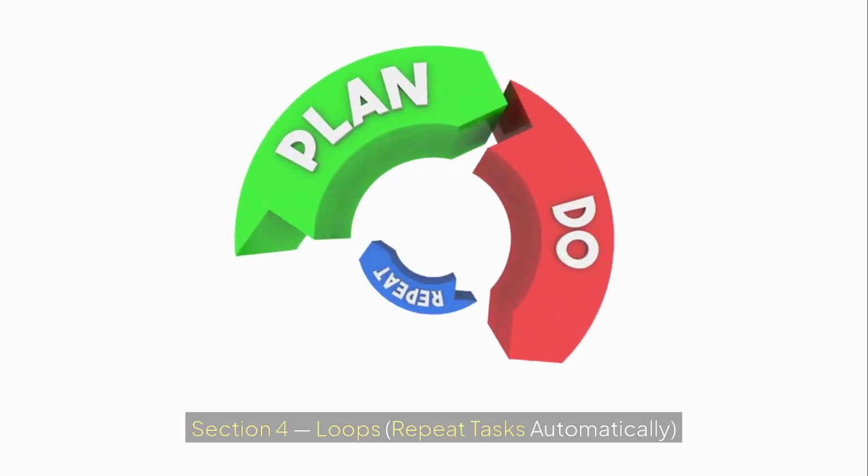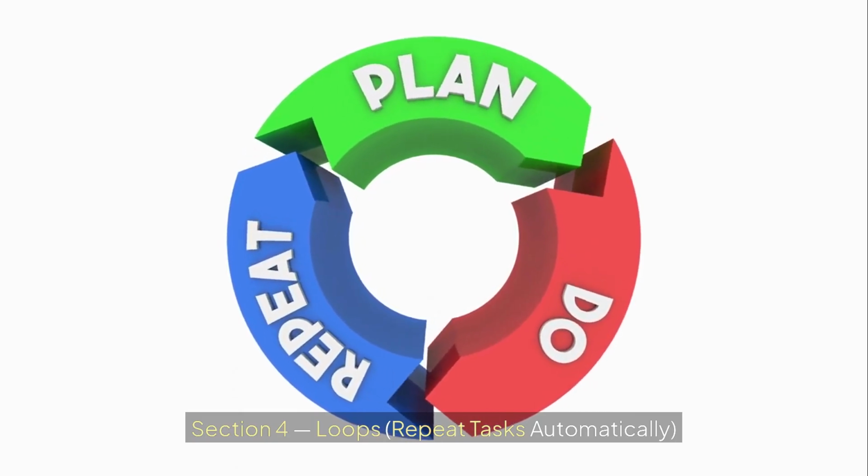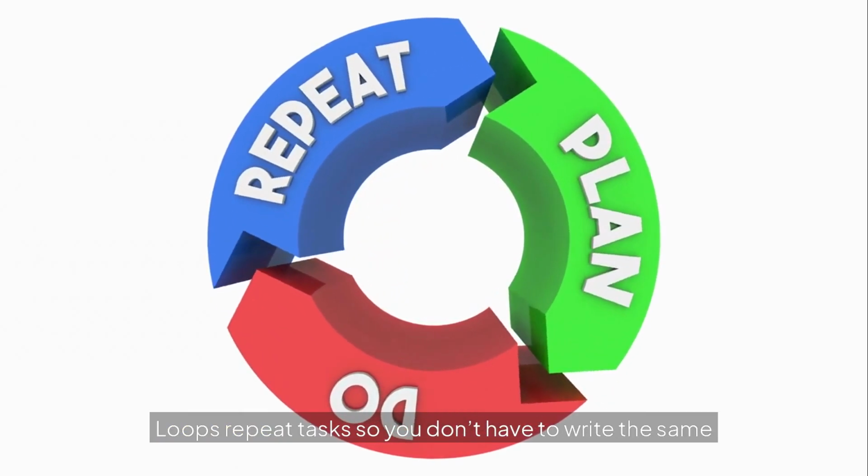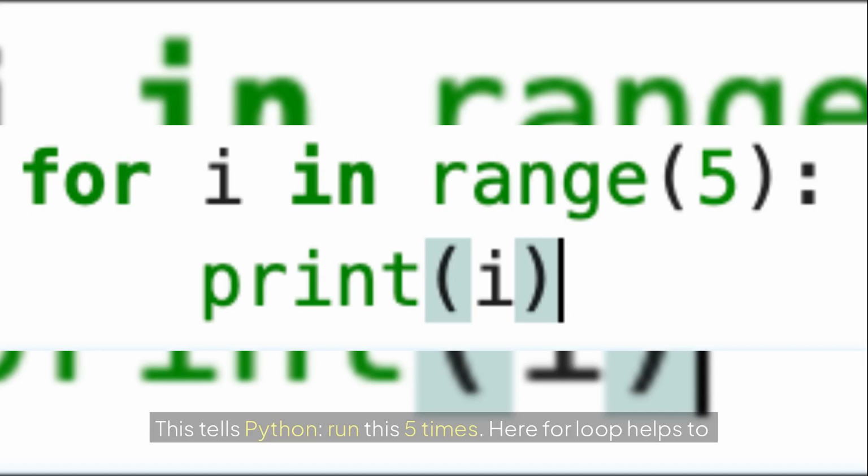Section 4. Loops. Repeat tasks automatically. Loops repeat tasks, so you don't have to write the same code again and again. This tells Python, run this 5 times. Here the for loop helps to print 0 to 4, instead of writing the print function 5 times.